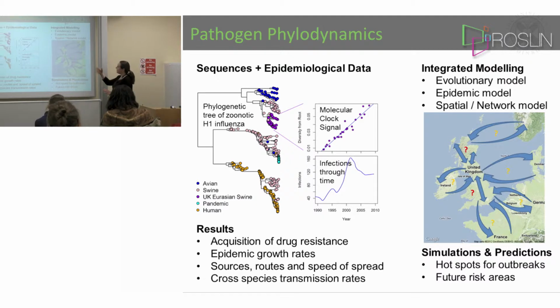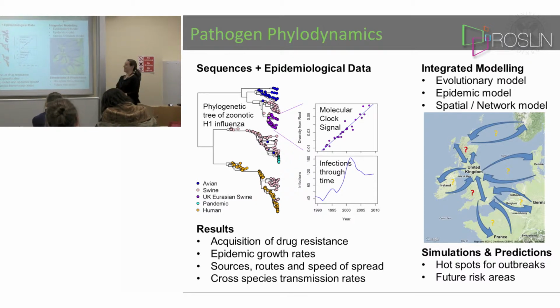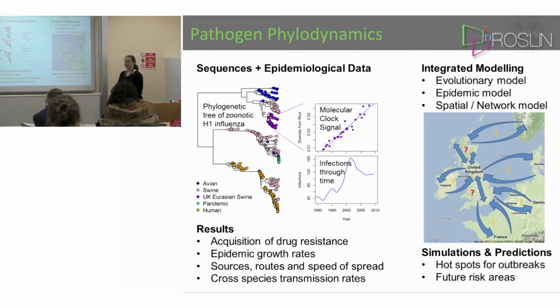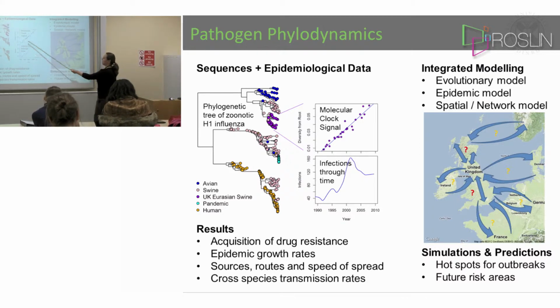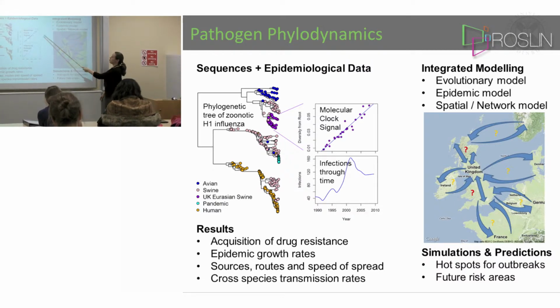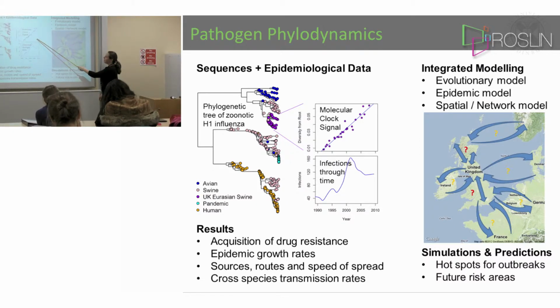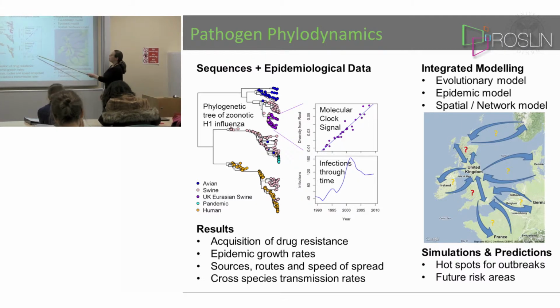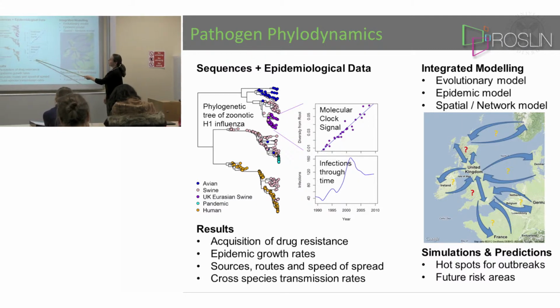So, this is my one-slide poster for phylodynamics. On the left here, you have sequences combined with the epidemiological data. So here is a tree, and the different colours represent avian, swine, human sequences. And we have a nice strong molecular clock signal. And in fact, using those ideas of effective population size I described, you can start to look at how many infections you get through time.